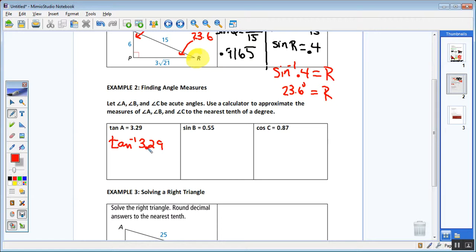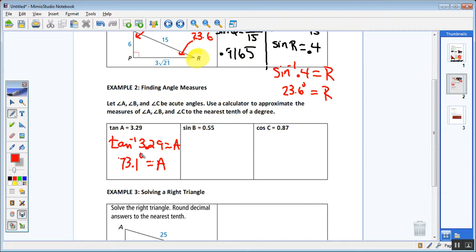Again, inverses. If I use trig inverses, what's that telling us? Angle measures. What'd you guys get? So I say the measure of angle A is 73.1 degrees. How many had 73.1 degrees there?